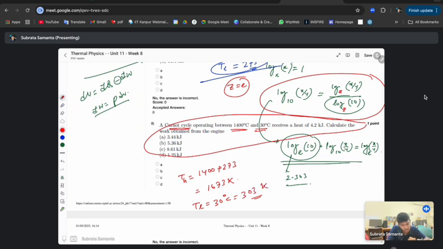So calculate the work obtained from the engine. In the previous case, the energy required by the engine was asked, but in this case you have to calculate the work obtained from the engine, because this is the Carnot cycle. So now how to calculate the work done?